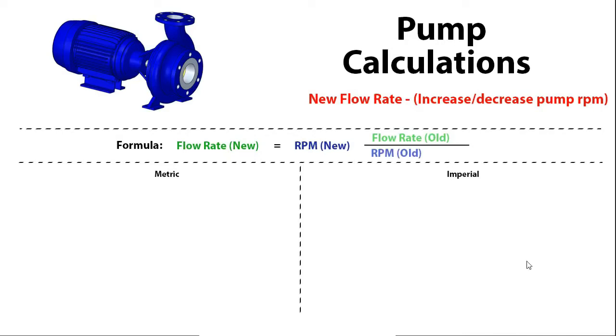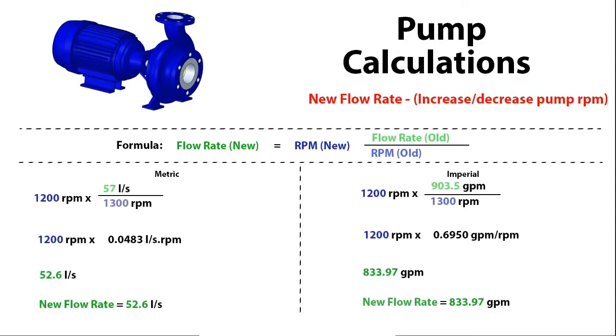For this calculation, we're going to find out what the new flow rate would be if we were to increase or decrease the pump revolutions per minute. And to do that, we're going to use this formula here. The new flow rate is equal to the new revolutions per minute, multiplied by the division of the old flow rate divided by the RPM of the old system. If we drop the figures in, we can see that originally the pump will have 57 liters per second, and we've got the adjusted RPM and the original RPM.